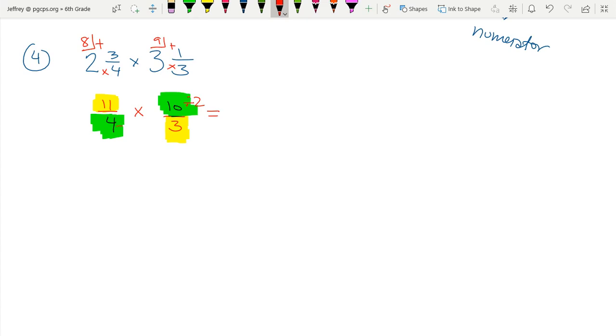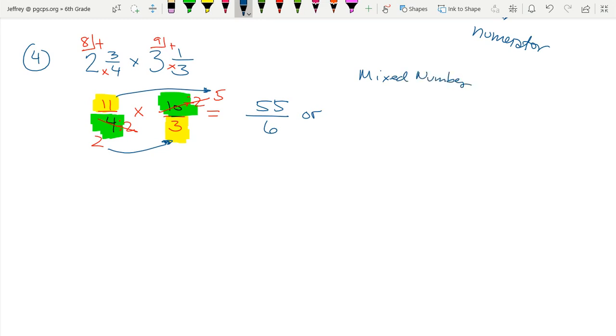So we divide this by 2. I'm just showing you how I'm dividing. So 10 divided by 2 will give you 5. 4 divided by 2 will give you 2. Now we can multiply straight across. We can say 11 times 5 gives you 55 over 2 times 3 will give you 6. Oh, it's an improper fraction. Now we need to change it into a mixed number. Okay, mixed number. 55 over 6.